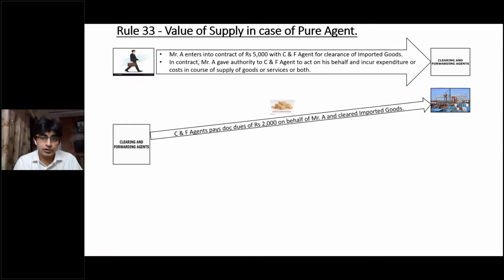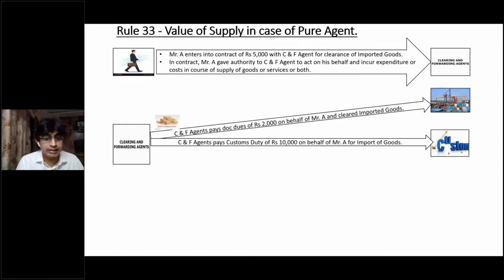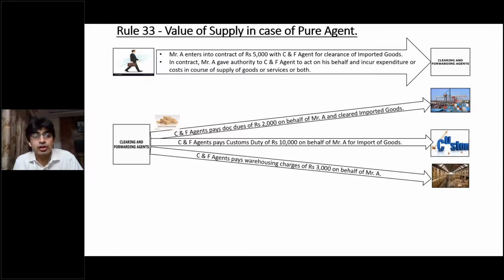Second, when the goods came, they paid some custom duty of 10,000 on my behalf. Since it is an import, customs duty has to be paid. And the goods were stored in a warehouse, so they paid warehousing charges of 3,000 on my behalf. So total 2,000 plus 10,000, 12,000, plus 3,000, 15,000 they incurred on my behalf.